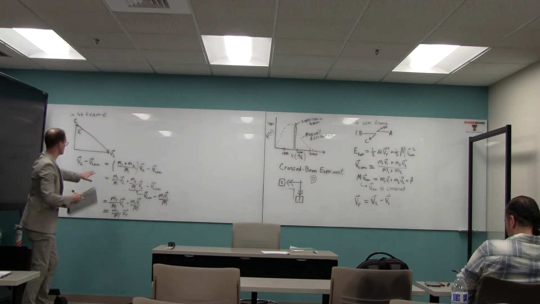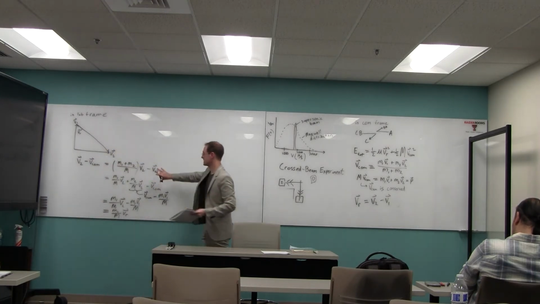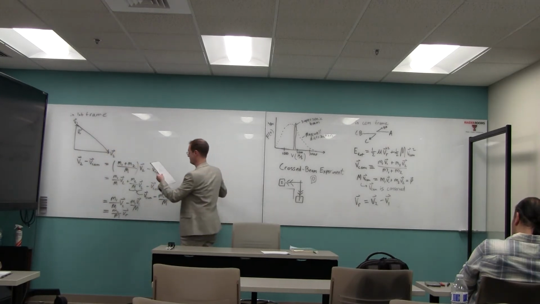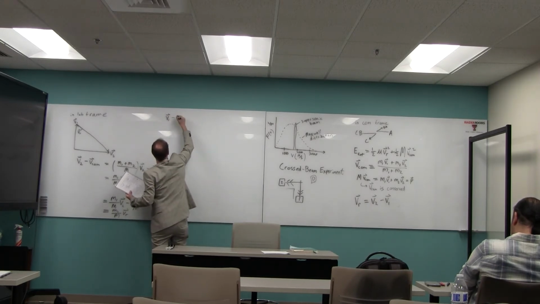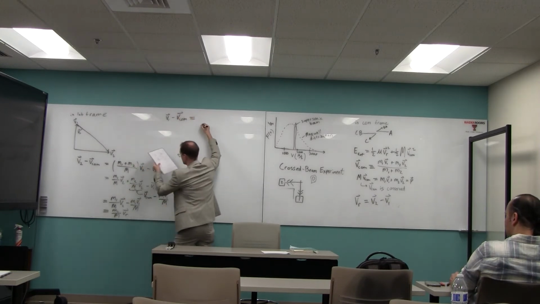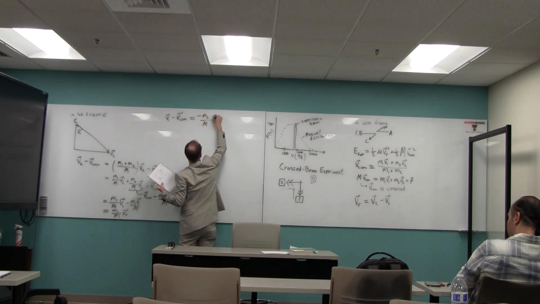Okay, and we can do a similar derivation. I'm not going to go through the whole thing because it's exactly the same. We can also solve for V1 minus V center of mass, and that's going to equal minus M2 over M times the relative velocity.